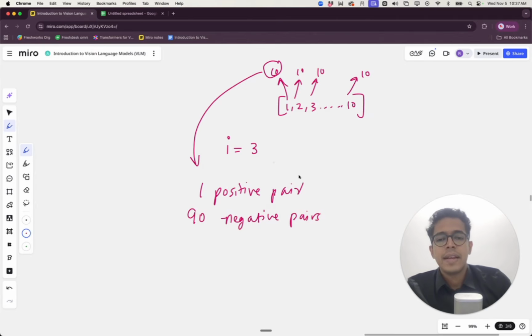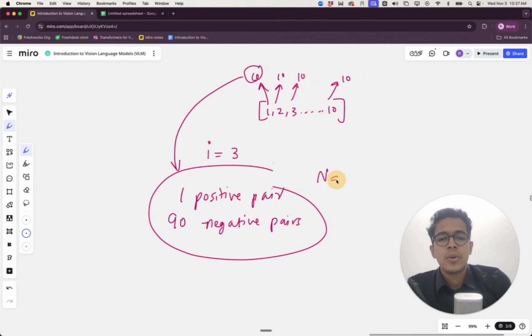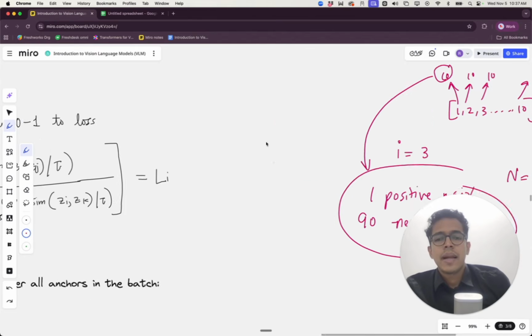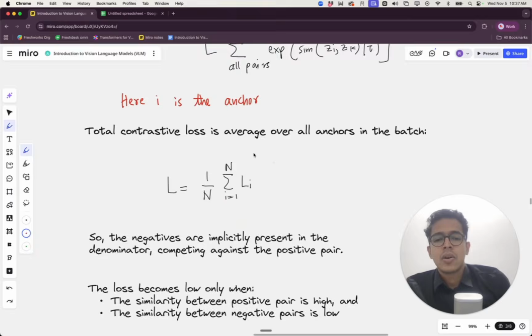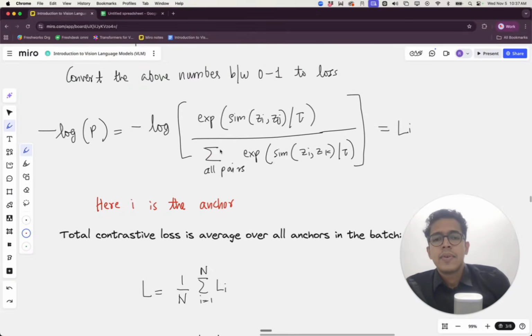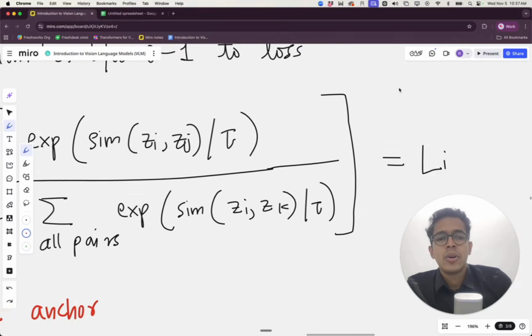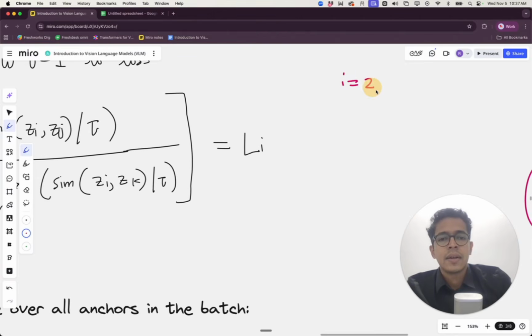So I have now 91 data points, n equal to 91, out of which i equal to 3 and j equal to something else is a positive pair. Remaining ones are negative pairs. And I can simply calculate the total contrastive loss by first calculating the negative logarithm loss for the case where i equal to 3 or i equal to 2 is the anchor.